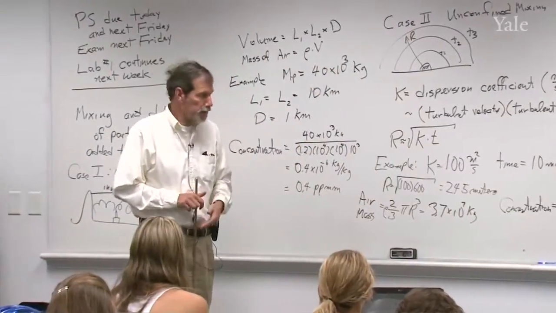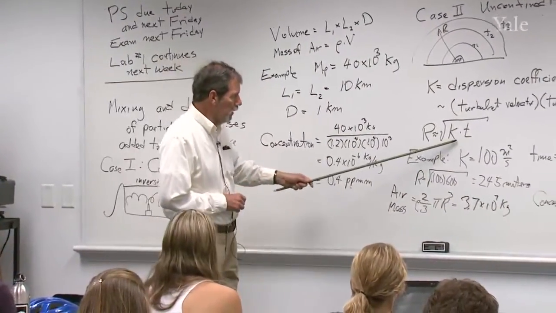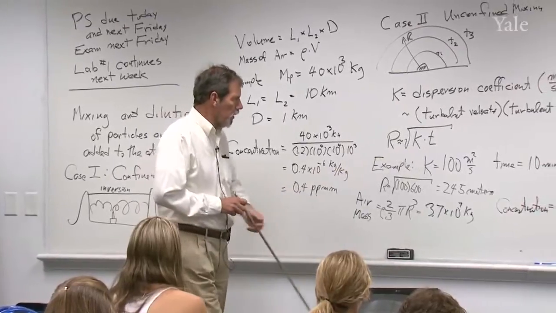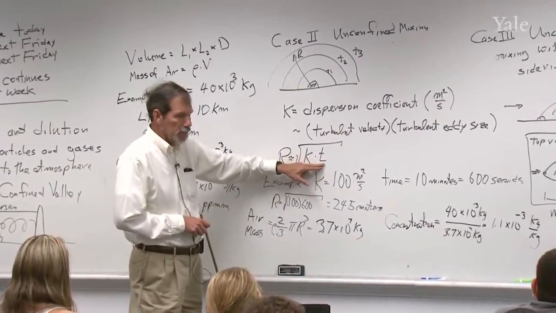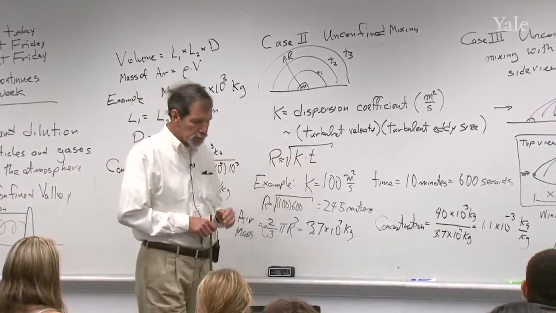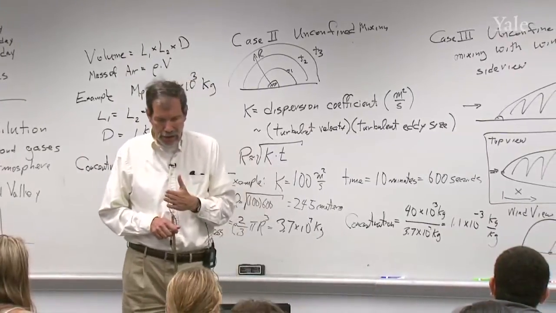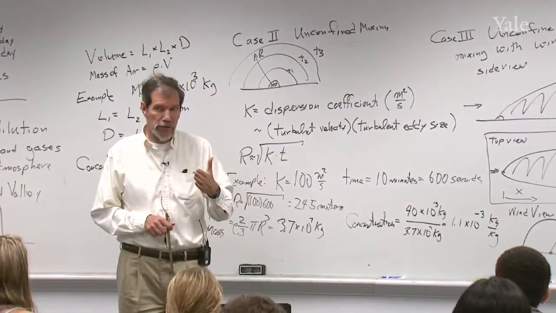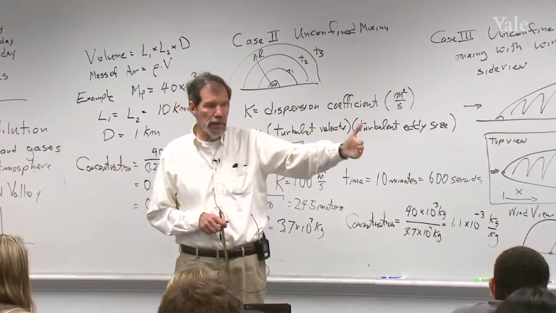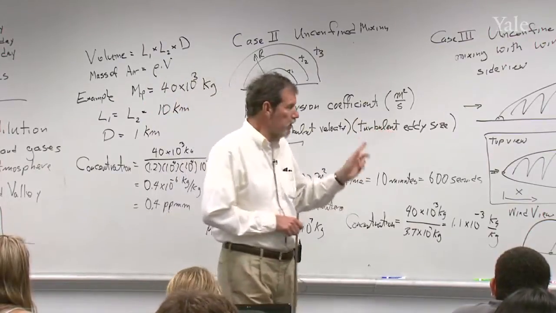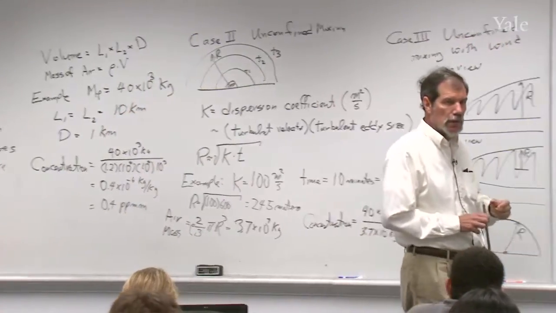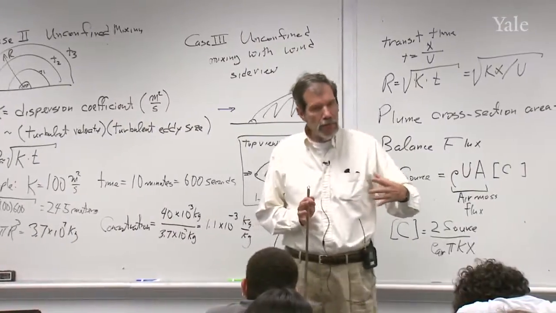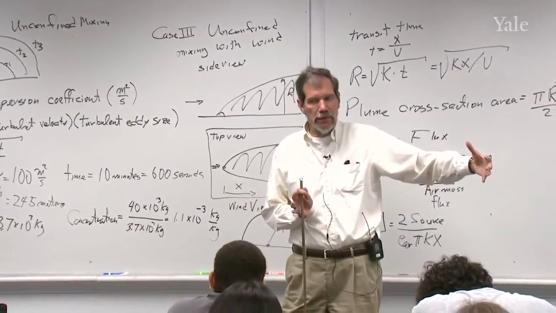part of the atmosphere. So what does that say? It goes as a square root of time. That function, the square root function, increases rapidly at first and then more slowly later on. And that is the nature of turbulent dispersion. Rapidly at first and then more slowly later in time.